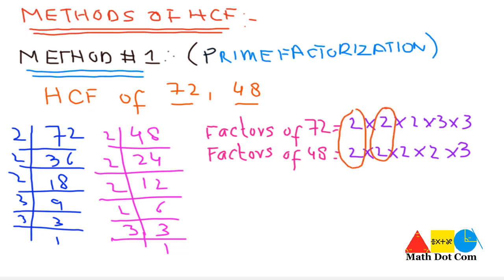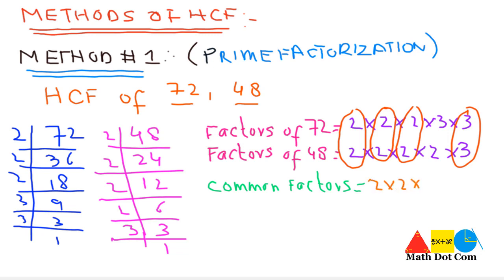This is a common factor, this is a common factor, this is a common factor, and this is a common factor. These were the common factors. The common factors are 2 into 2 into 2 into 3, that is, this one, this one, this one, and this one. So these are the common factors of 72 and 48.